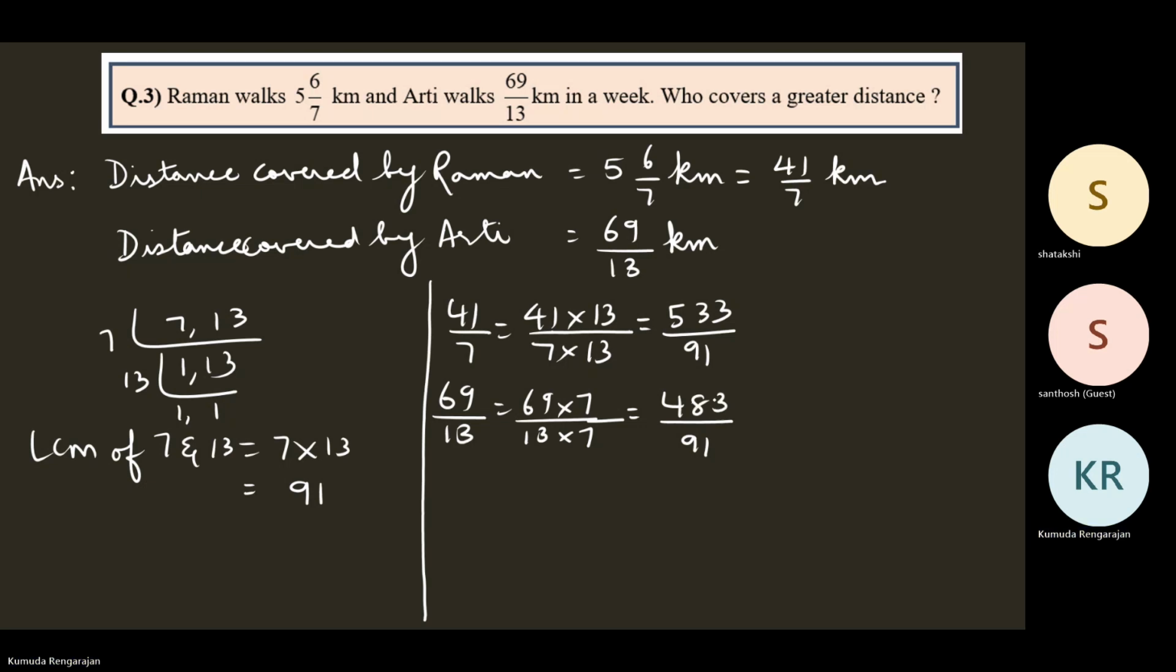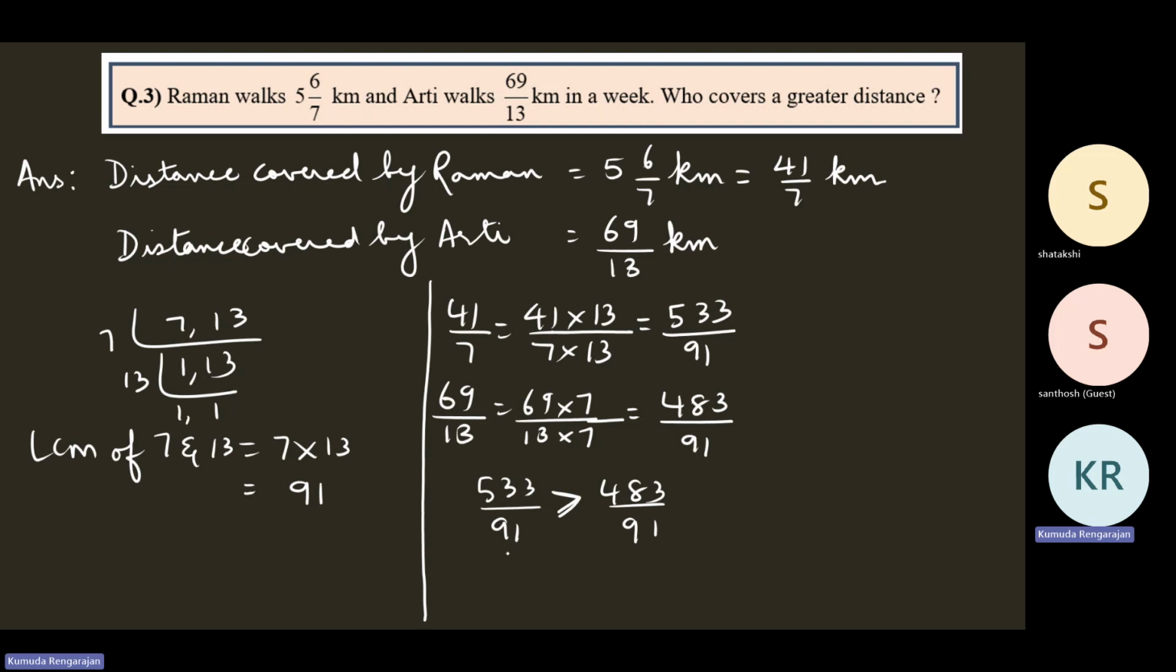Perfect. Very good. So now the question is who covers greater distance? So you must use the greater than symbol. 533 by 91 is greater than 483 by 91 because they're asking who covers a greater distance. If the question is who covers lesser distance, then you should use a less than symbol. Therefore, Raman covers the greater distance. Correct.